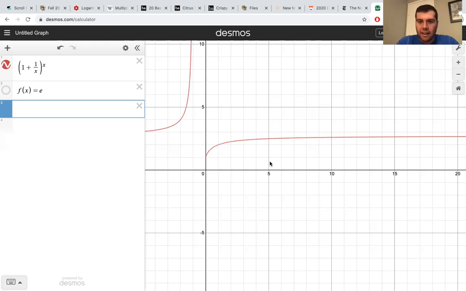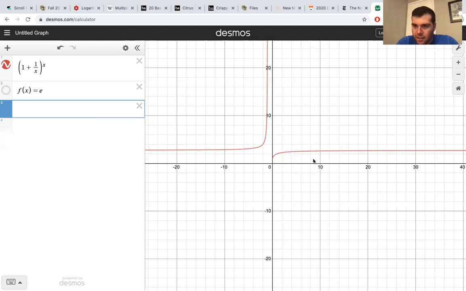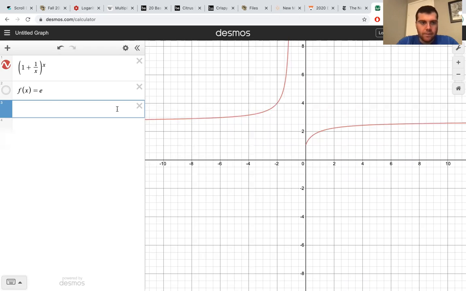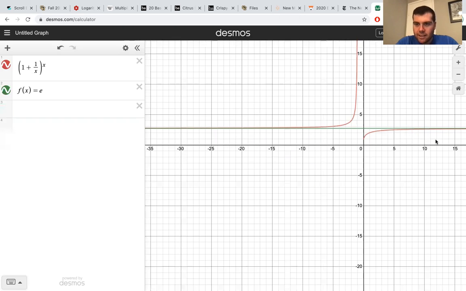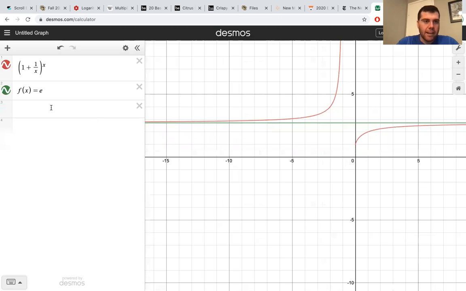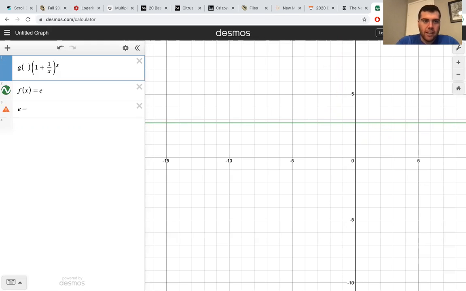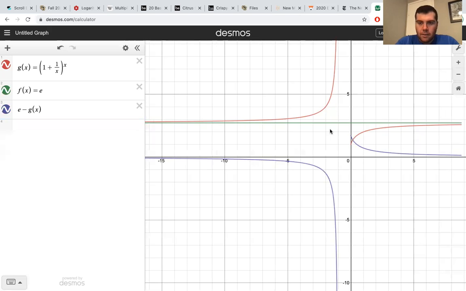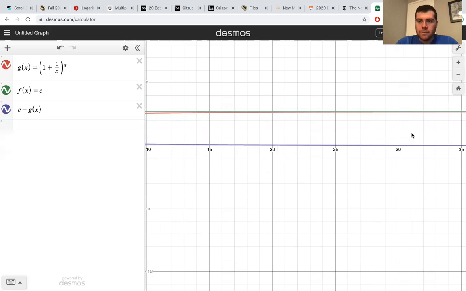So Desmos will quickly graph it, and we can see that, oh, look, it is flattening out. So it is tending to a number. And if we put on f of x equals e, we can see that it's getting really close to e. And to even verify, we can check e minus, let's call this one g of x. And we can see that that gets super close to 0.